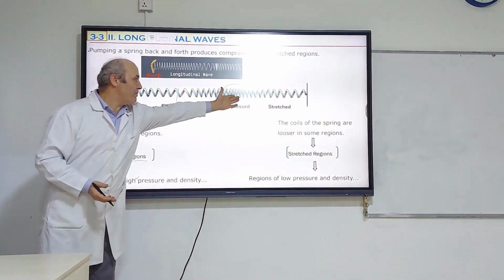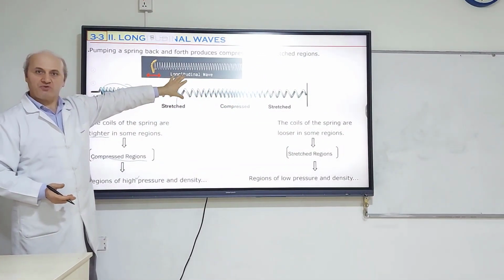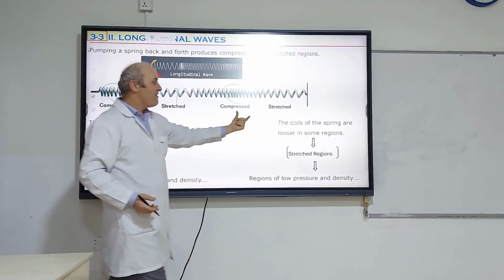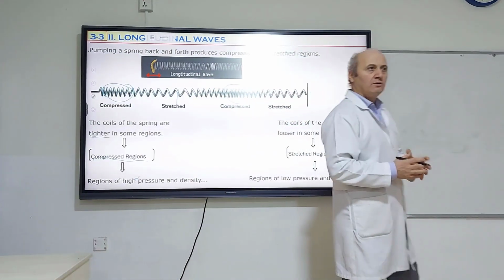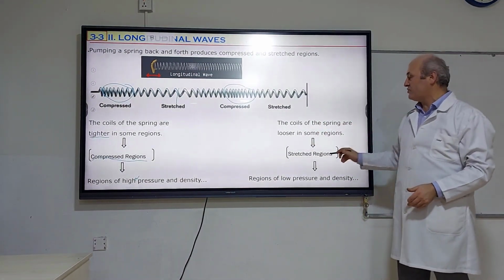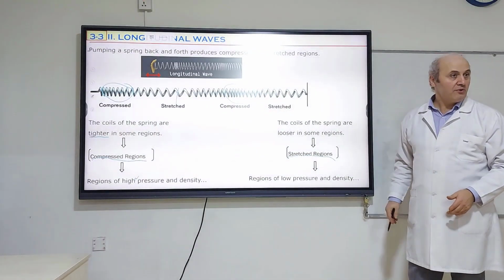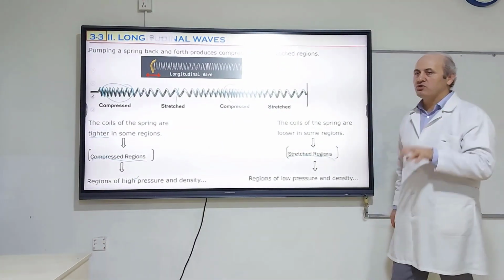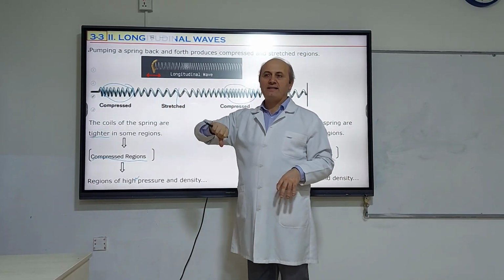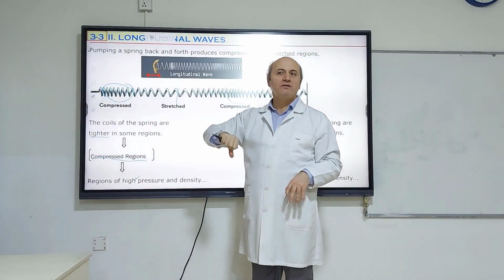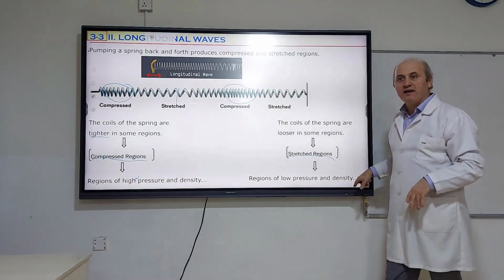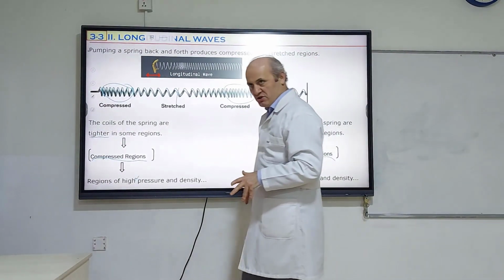But between two compressed regions, there is a stretch region. Here, the coils are not so close. They are far, loose from each other. The coils of the spring are looser in some regions. These regions are called stretch regions. In these regions, because the particles are far from each other, there is low density and low pressure. That is, regions of low pressure and density are stretch regions.